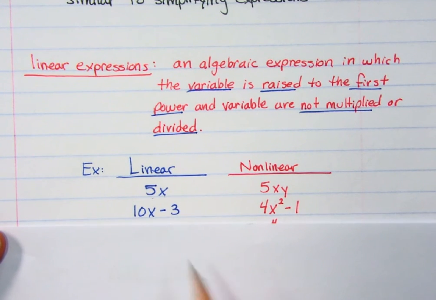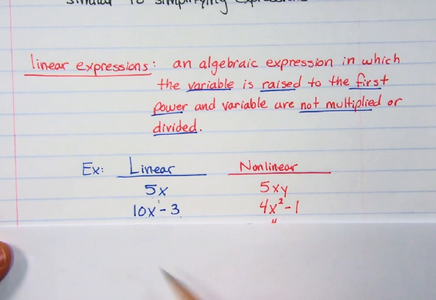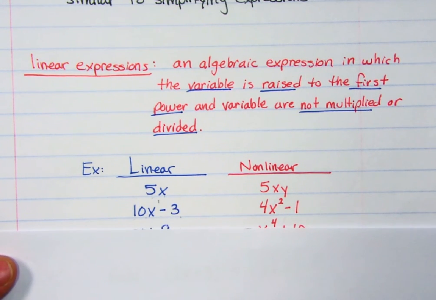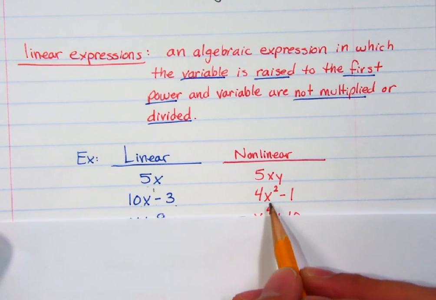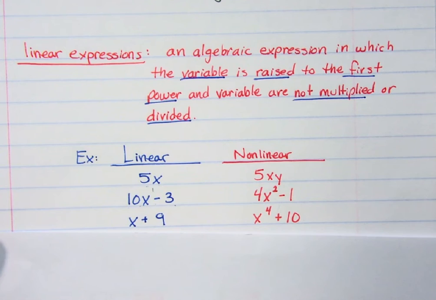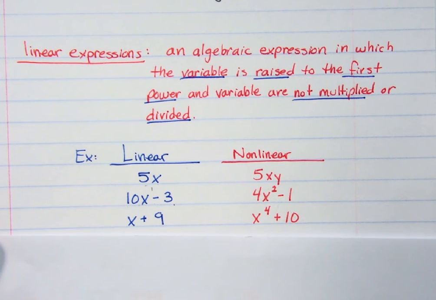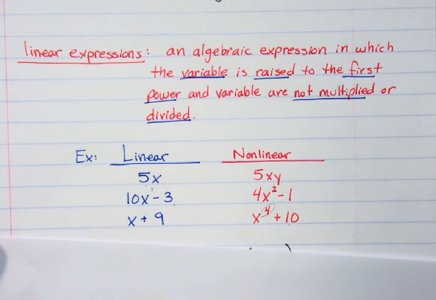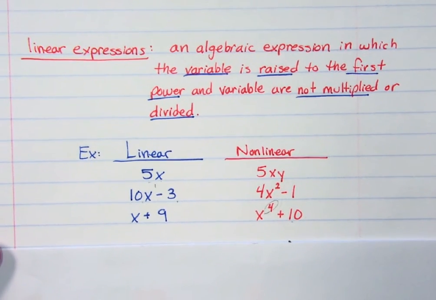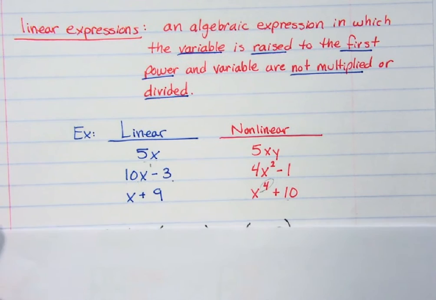This next one, 10x minus 3. Yeah, that's 10x to the first power. That's good. There's no multiplication going on here. Here, x to the second power. No good. That's x times x, not linear. x plus 9, that's also linear. x to the fourth plus 10, not good because it's to the fourth power. So those are some examples of linear versus not linear.